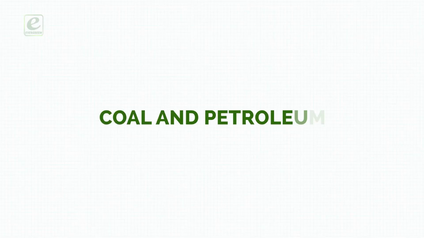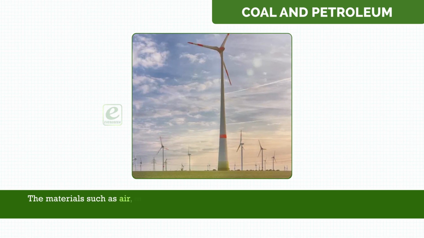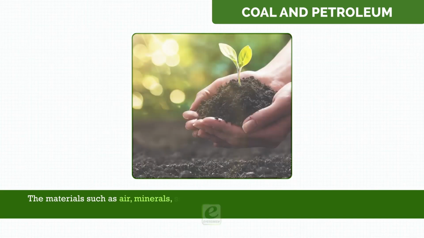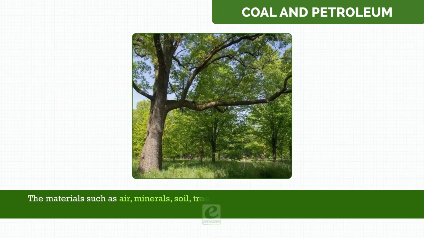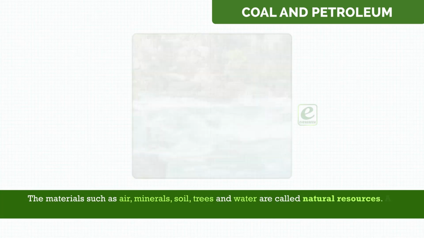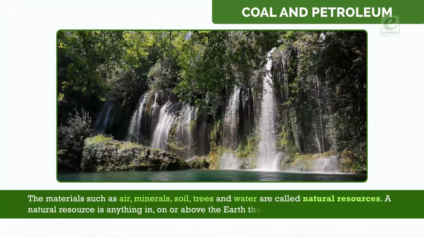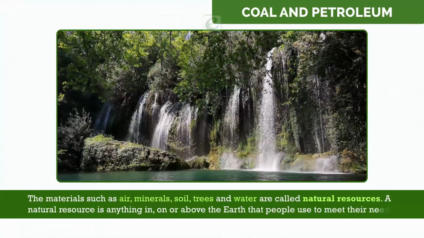Coal and petroleum. The materials such as air, minerals, soil, trees, and water are called natural resources. A natural resource is anything in, on, or above the earth that people use to meet their needs. Different areas have different natural resources.